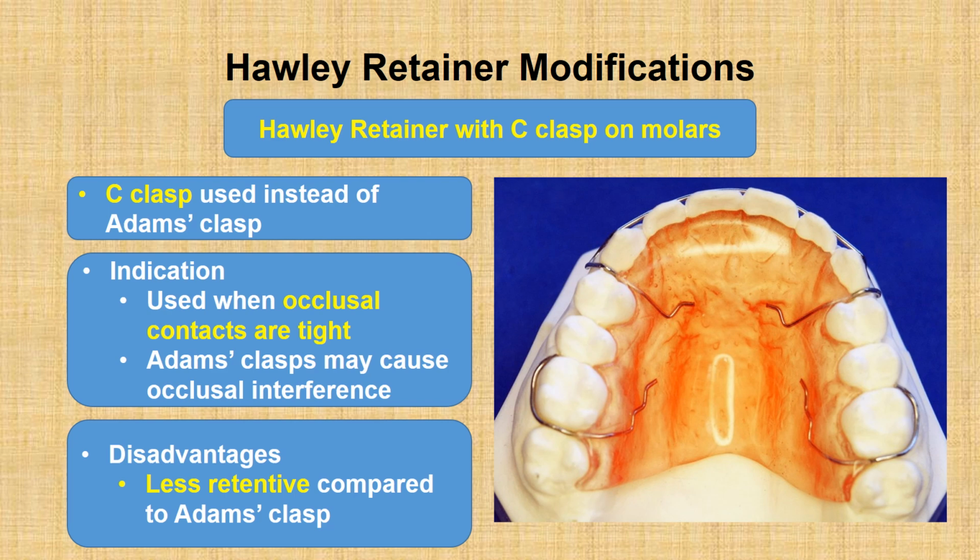Now the Hawley retainer can also be modified in many ways. One modification is a Hawley retainer with a C clasp on the molars. In this modification, the Adams clasp is replaced with a C clasp. This is used when the occlusal contacts are tight and the Adams clasp may cause occlusal interference. The disadvantage is that the retention of a C clasp is not as good as that of an Adams clasp.